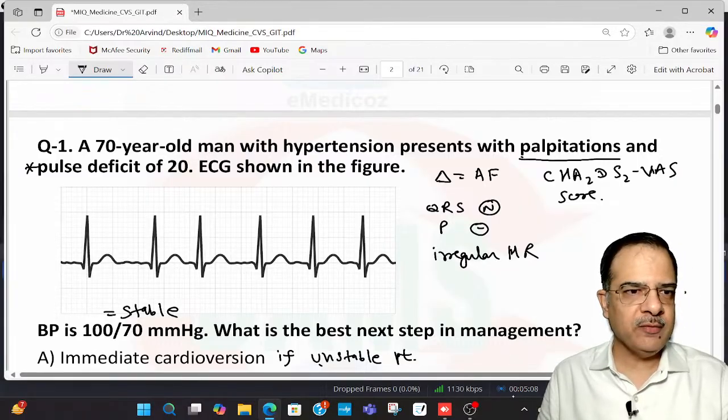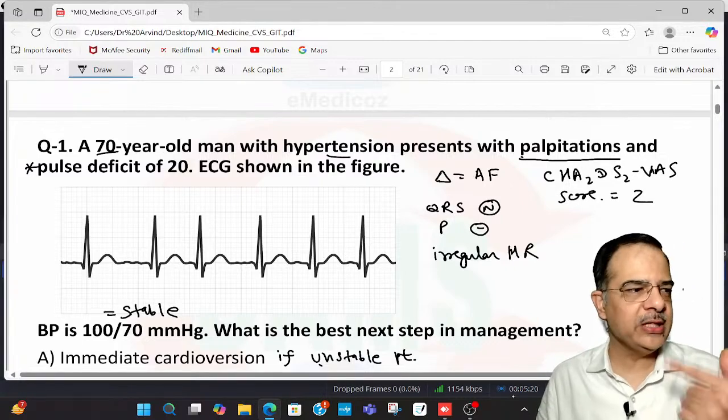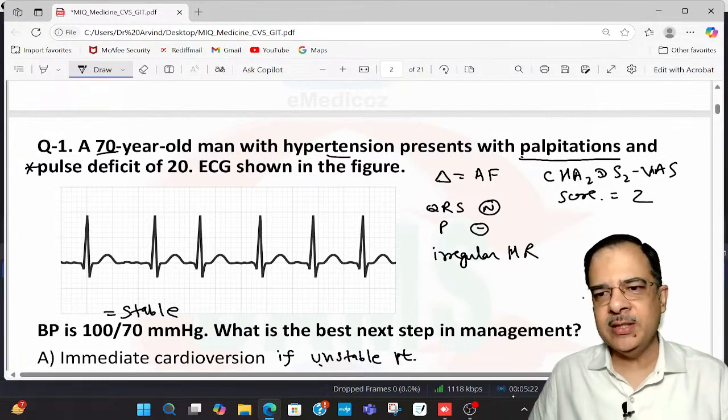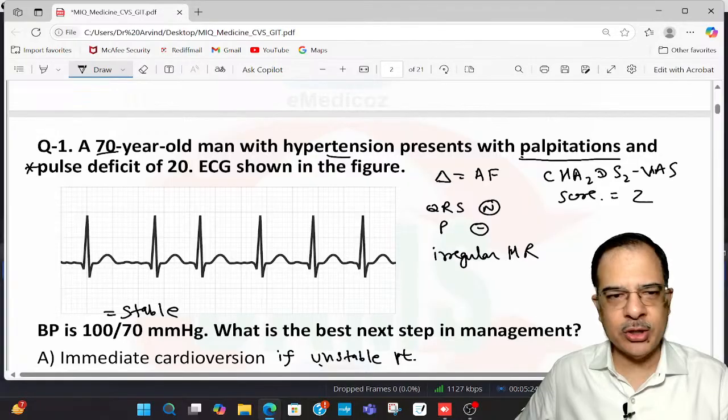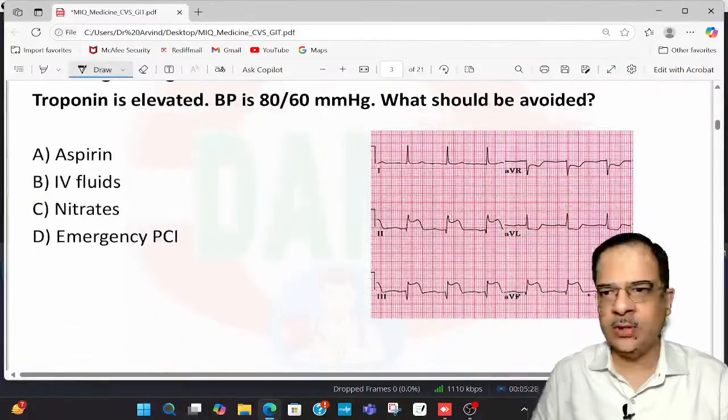The answer is: the patient is 70 years old, meaning more than 65 years, so 1 point will be from here. The patient is hypertensive, so 1 point will be here. So the score here will be 2, age and hypertension. So the patient is eligible for anticoagulation therapy. Correct. So moving on to the next one.